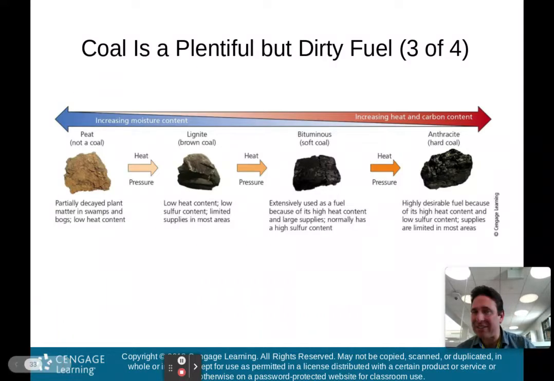So this shows the different types of coal. Believe it or not, there are different types of coal that have formed. You'll notice the left is increasing moisture content, while the right has increasing heat and carbon content. There's something called peat, which is actually not coal, but it's kind of like coal. It's partially decayed plant matter in swamps and bogs, and you can actually burn this. Folks in northern Scotland and Ireland actually still do this to this day.